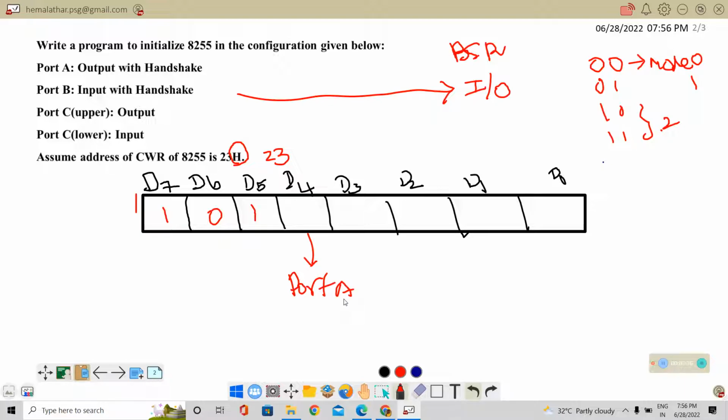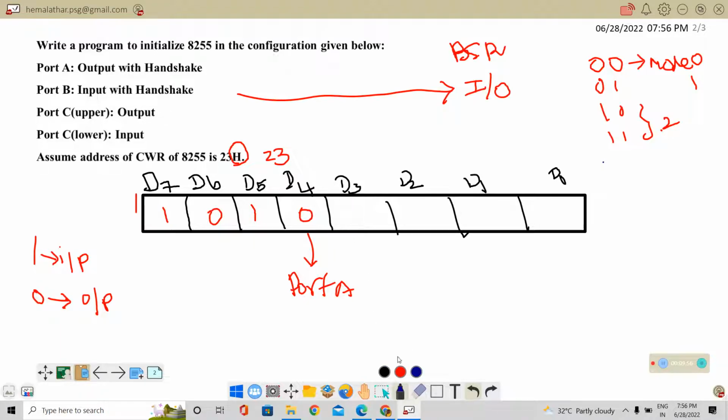Port A is going to act as the input or output. If it is 1, it represents input mode; 0 is output. What they gave us is port A output, so for port A output, your D4 should be represented as 0.